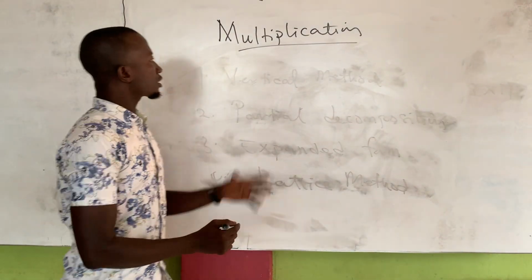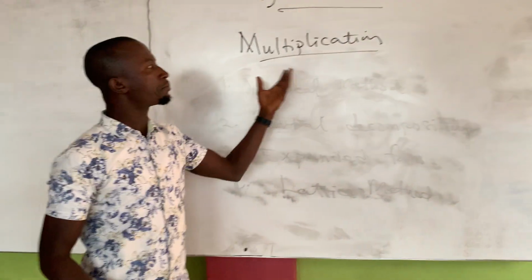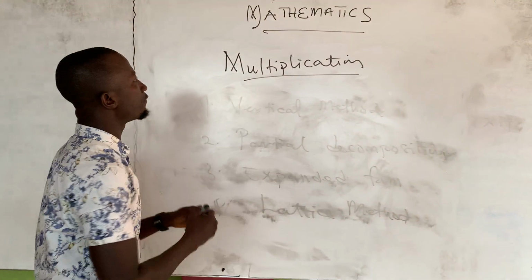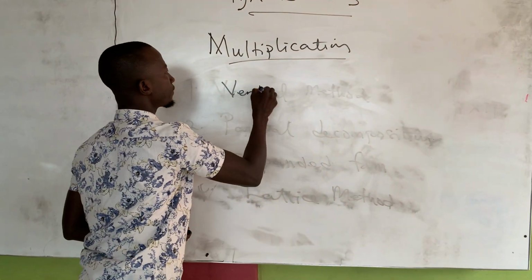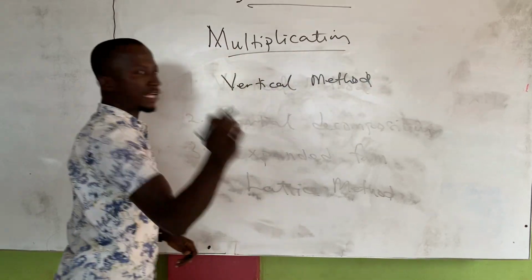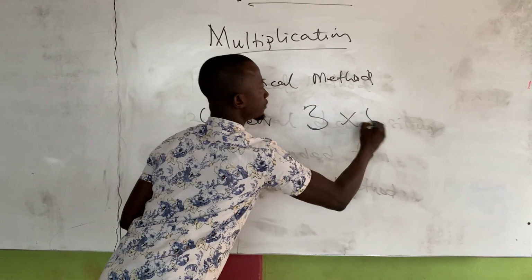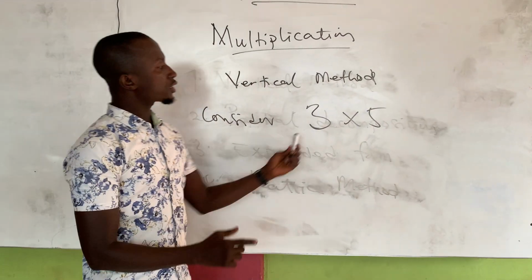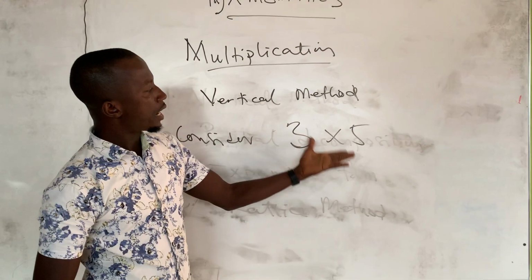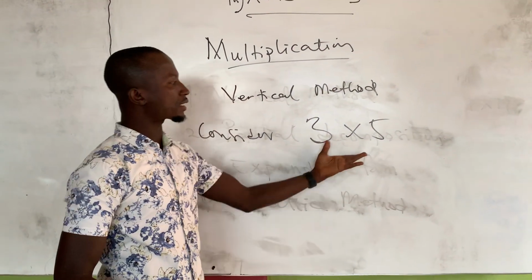Yeah, I wanted to start with the partial one, but I've realized that with the vertical method, we shall borrow some ideas from the vertical method to the partial one. So let's take the vertical method. Let us consider this number. That is just the introduction. This is 3 times 5. With 3 times 5, our students at the basic school find it difficult to multiply. Let's see what happens here.